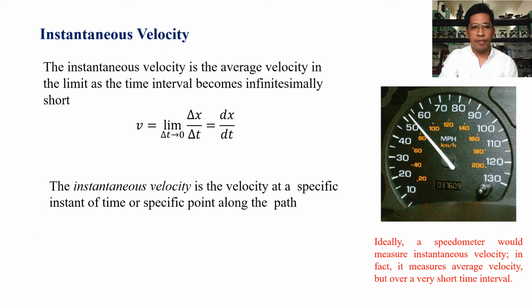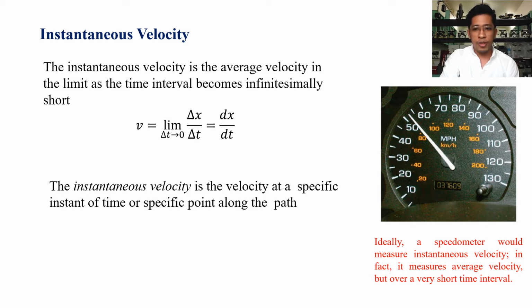Let us have a brief discussion on instantaneous velocity. The instantaneous velocity is the average velocity in the time limit as the time interval becomes infinitesimally short. In mathematical form, the instantaneous velocity is given as v is equal to the limit of delta x over delta t as delta t approaches 0. This is also equivalent to the time derivative dx over dt. The instantaneous velocity is the velocity at a specific instant of time or specific point along the path.